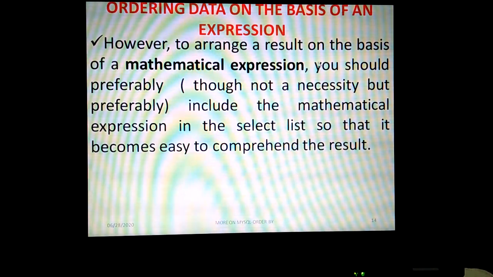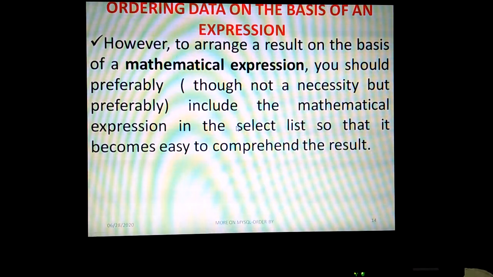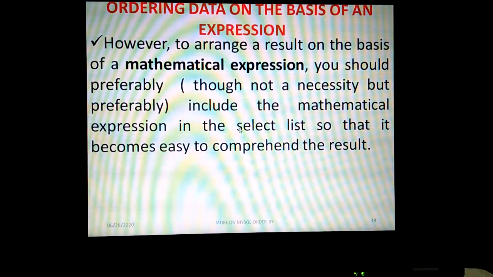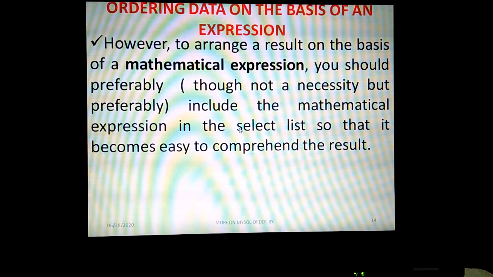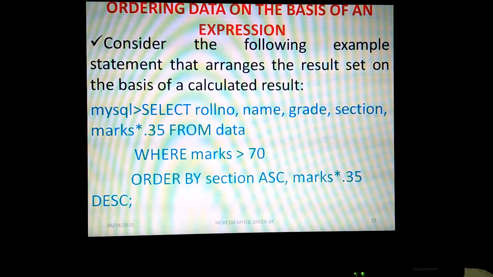To arrange a result on the basis of a mathematical expression, we should preferably include the mathematical expression in the select list. So we need to include that expression, the one we want to display as a result, in the select list. That is, select star from, like that we will give select, from. So in between select and from we need to mention in the select list that mathematical expression, so that it becomes easy to understand or comprehend the result. So we will see an example for this.